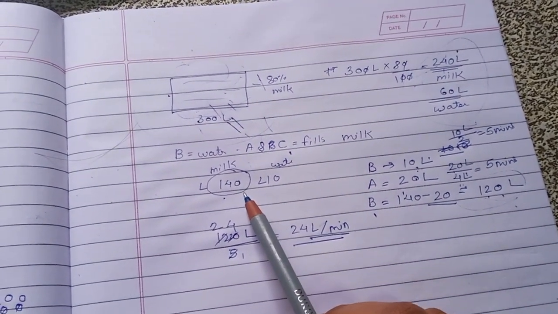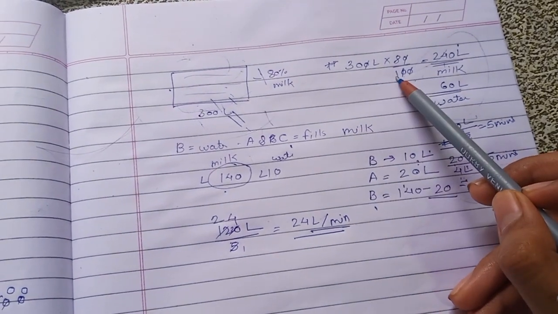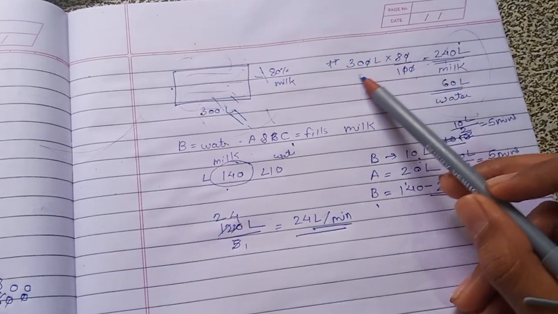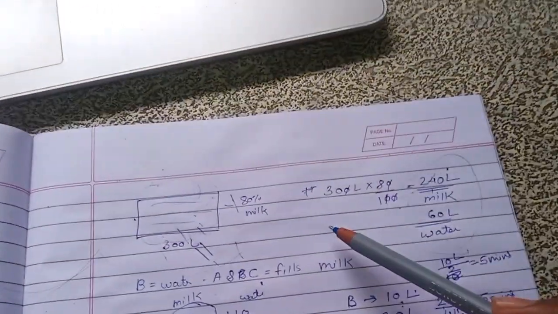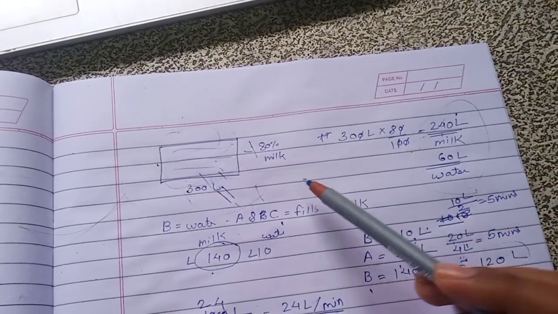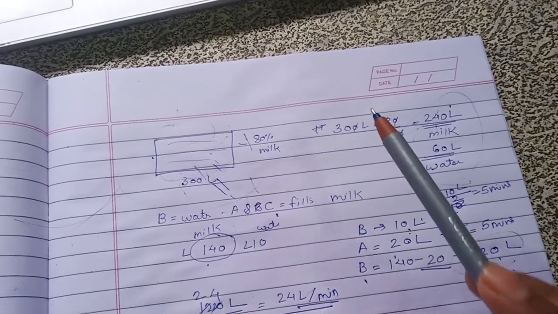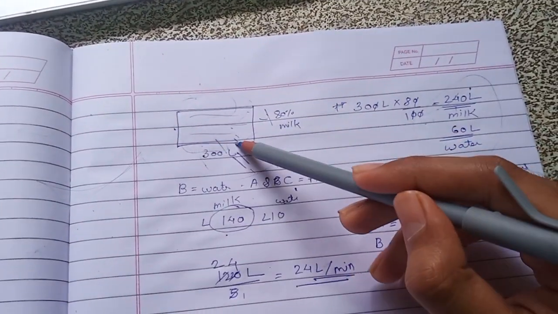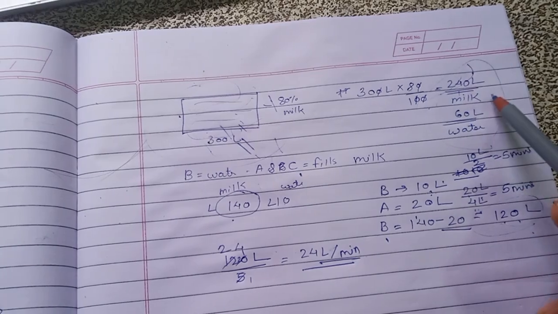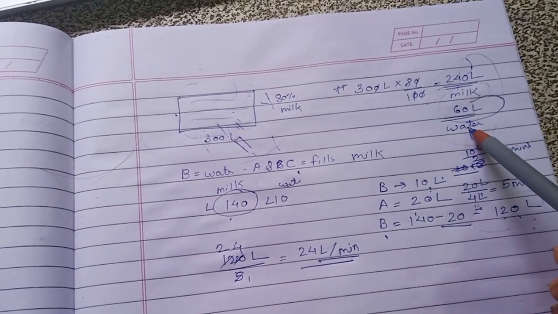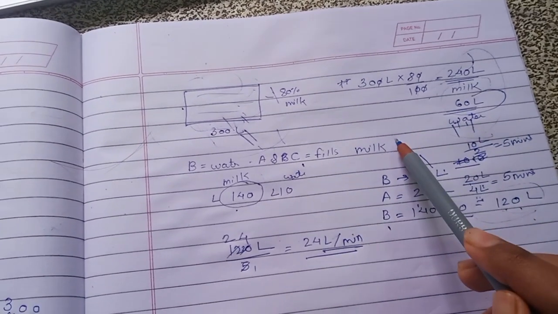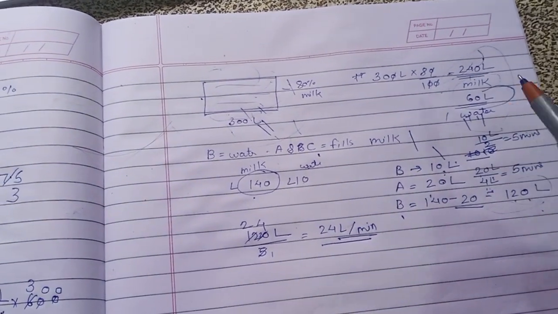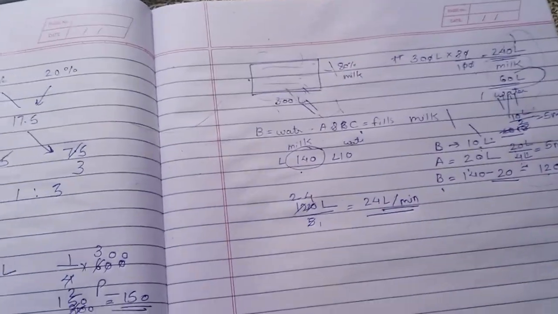Okay. And if I subtract 50 liters... What I'm trying to say here is, if this is 300 liters, 240 liters is milk and 60 liters is water. So if I subtract 60 minus 50, we will get 10 liters of water. How are you going to get 10 liters of water?